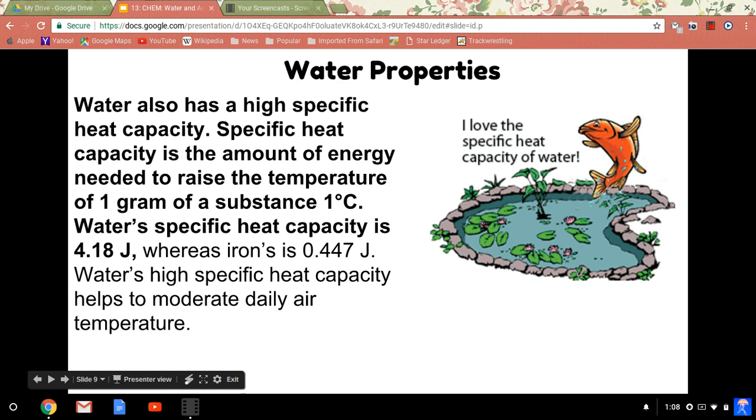It keeps our fish alive in the oceans. It keeps our fish alive in freshwater, all the animals and microorganisms that are in there, because it takes so much energy to heat up 1 gram of water by 1 degree Celsius. Water's specific heat capacity is 4.18 joules. Joules is a measurement for energy, abbreviated with a capital J.